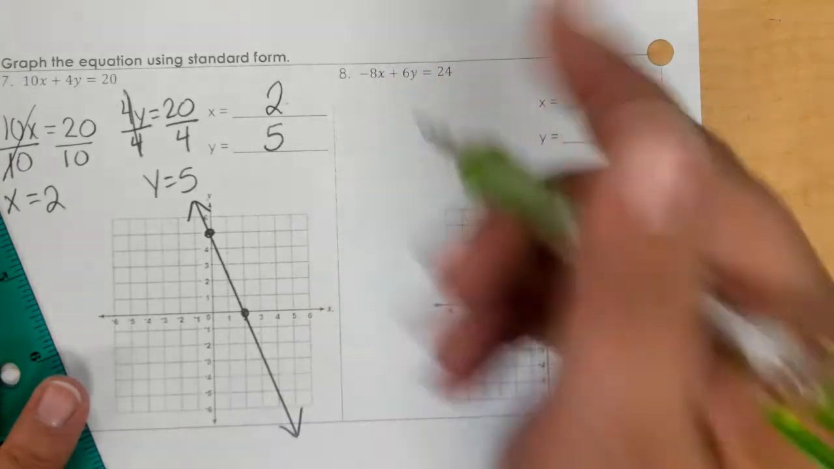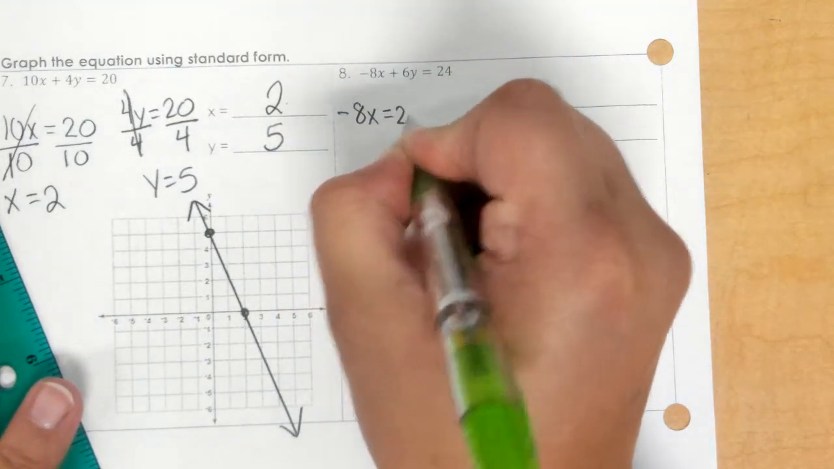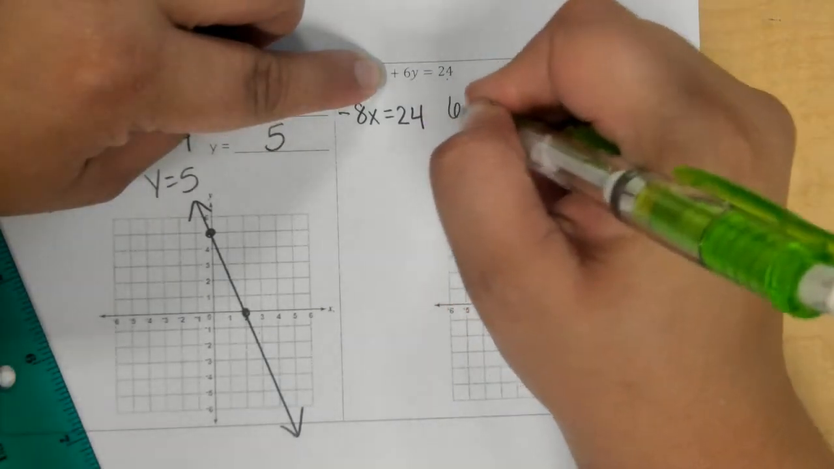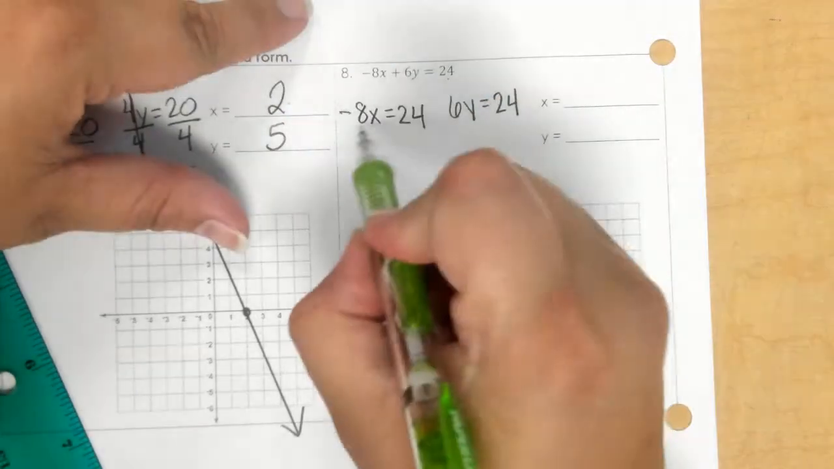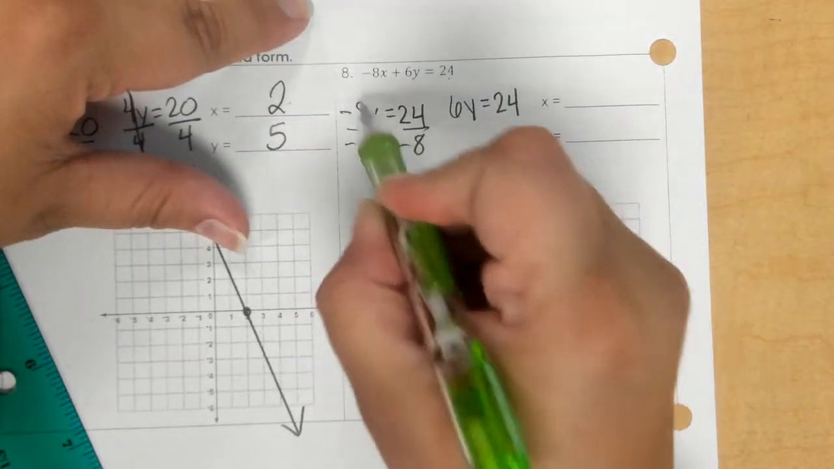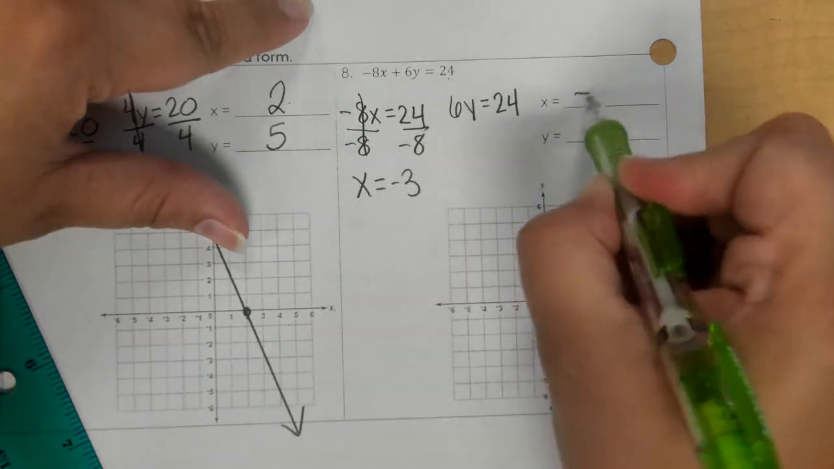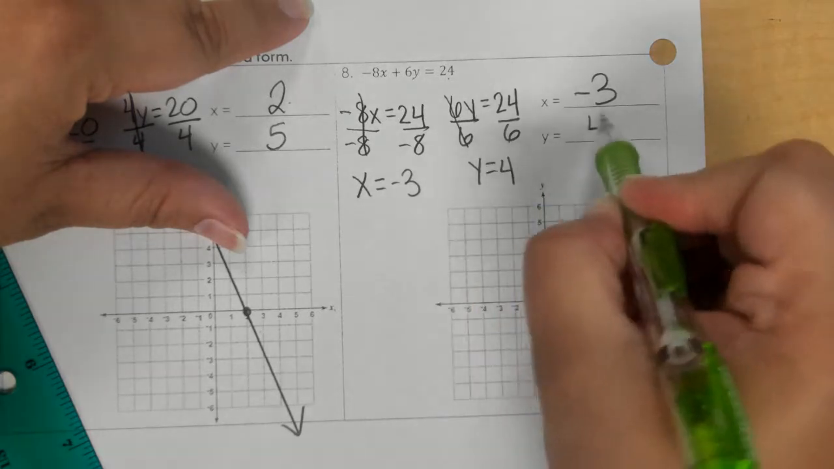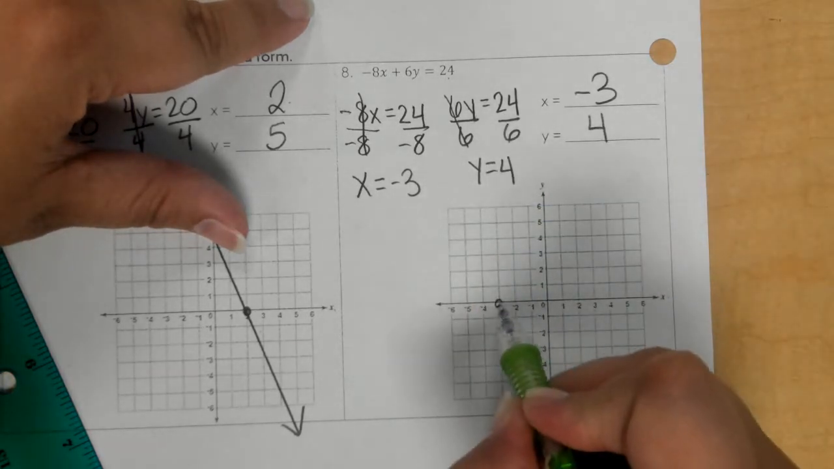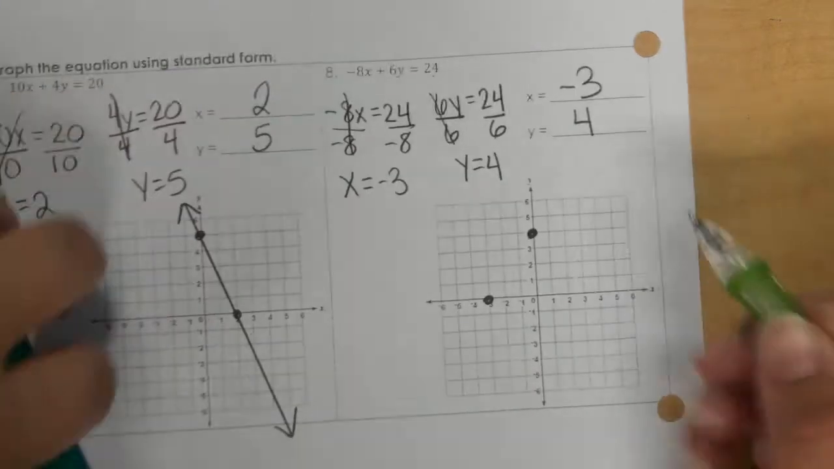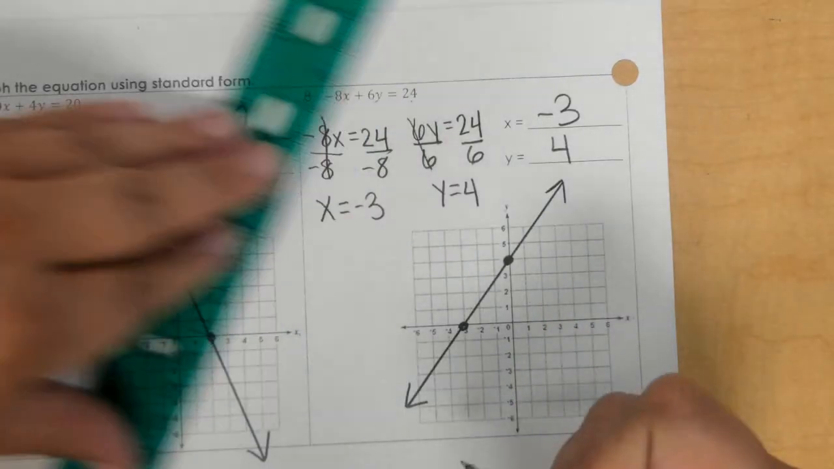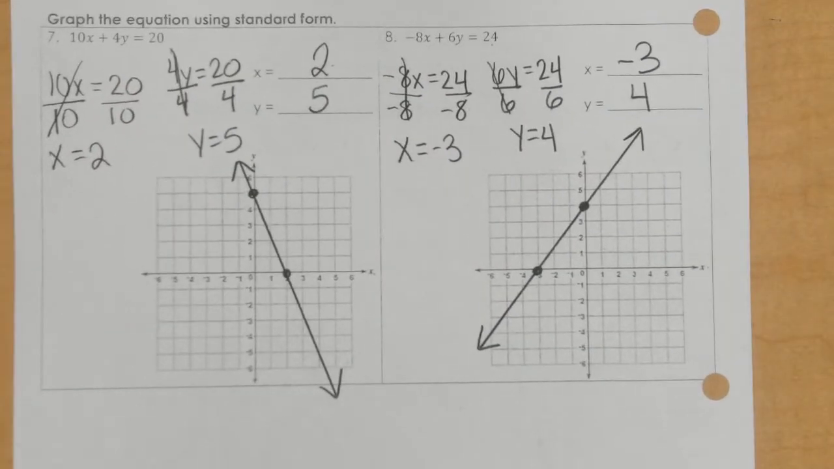And then you just connect those 2 points. Okay, on number 8, same way. Cover up your y, you get -8x equals 24. Cover up your x, you get 6y equals 24. And then solve. So to get x, we divide by -8, we get a -3. For y, we divide by a +6, we get 4. So x at -3, y at +4, and then connect. And that is it for review for quiz number 2.